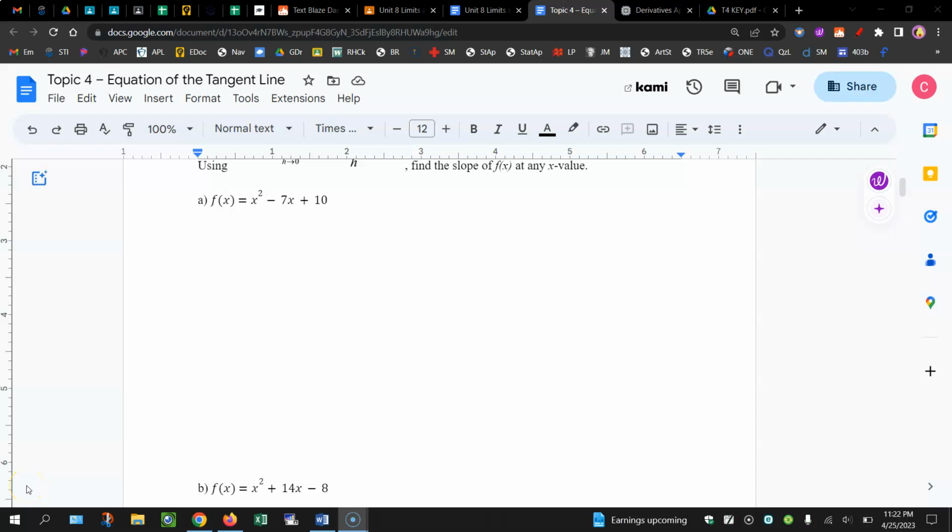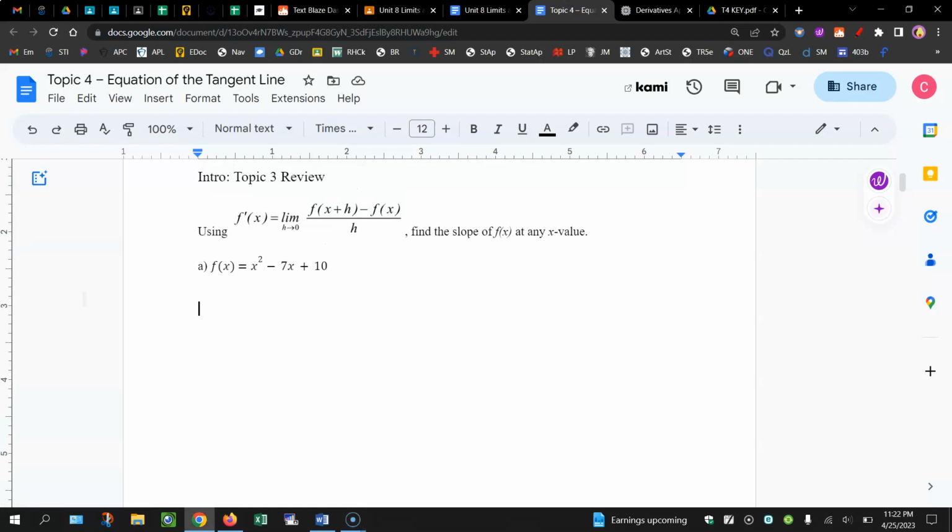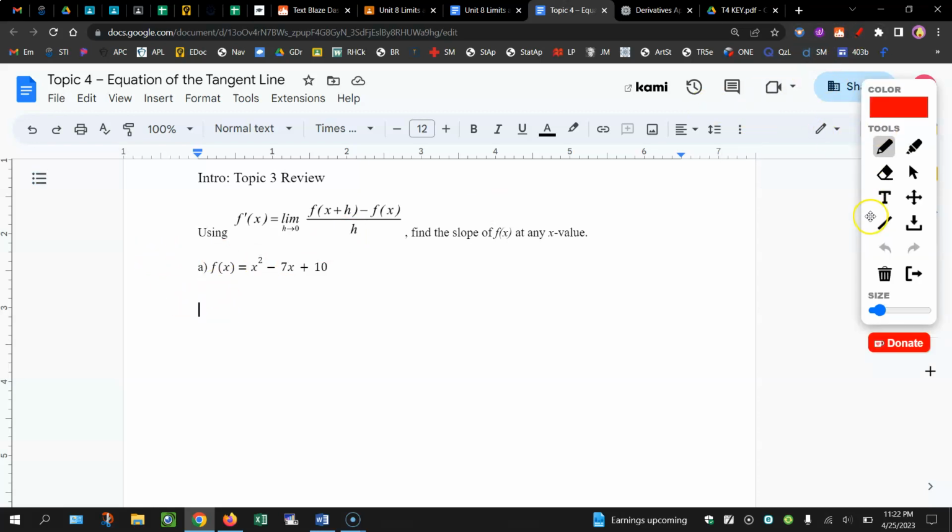All right, pre-calc, we're going to start with the intro for a review of topic 3. What you see here is the formula that we used last time to be able to calculate the slope of the function at any point. So we're just going to substitute into that for part A. So if we go ahead and do that, this is how this is going to look.